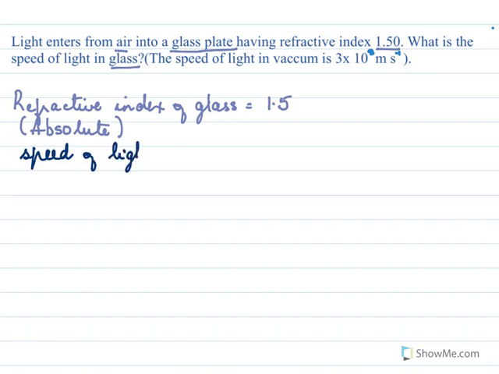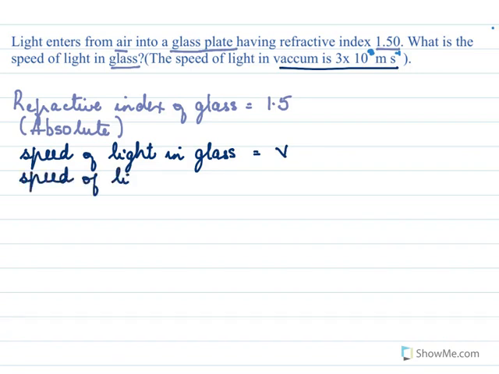Speed of light in glass, we'll call it, say, V. Speed of light in vacuum is 3 into 10 raised to the power of 8 meter per second.